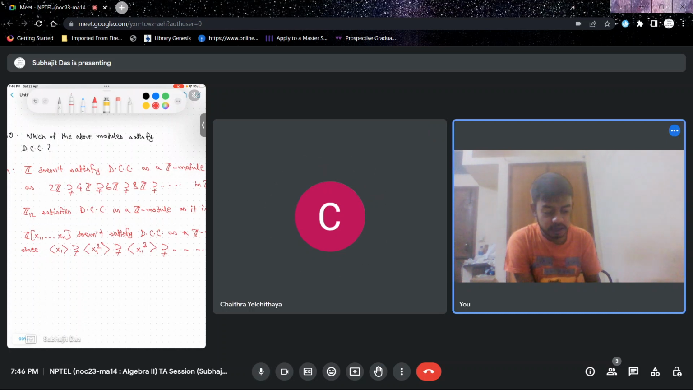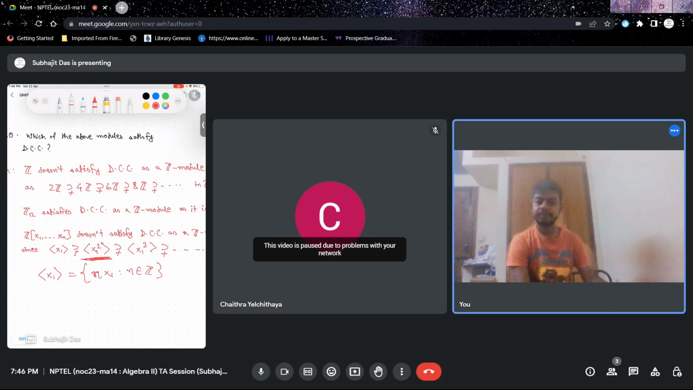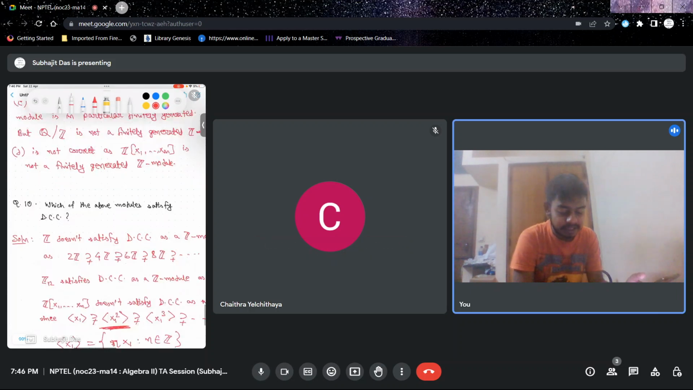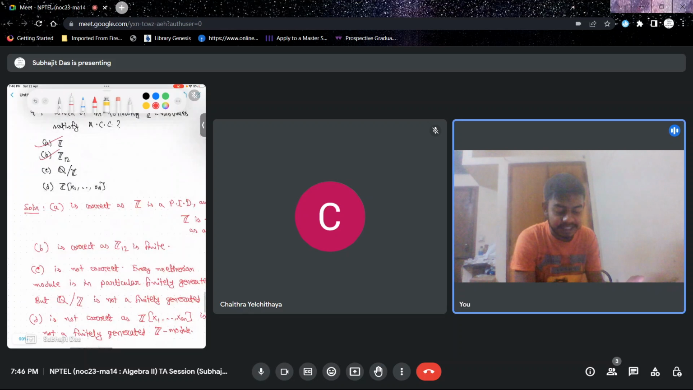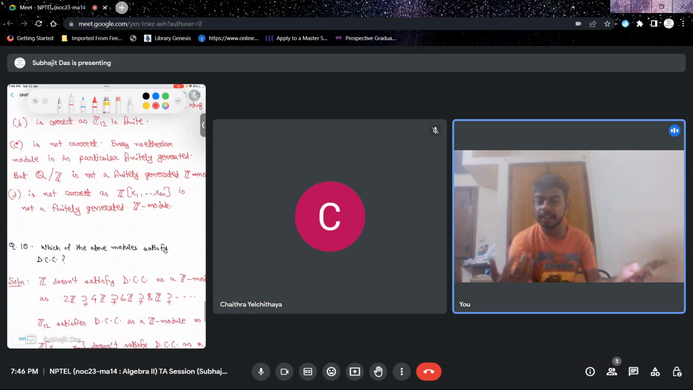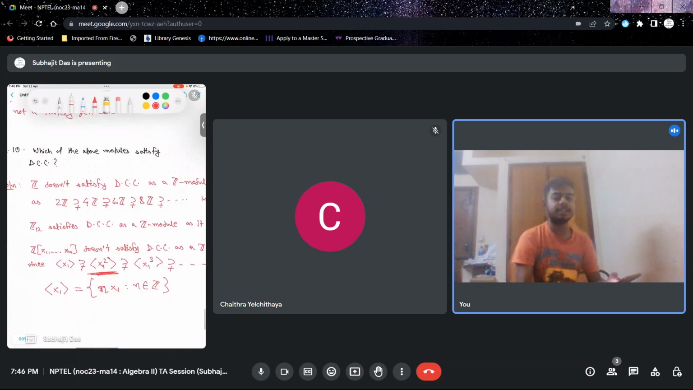What does the submodule generated by x1 have? I mean, what are the elements? These are elements of the form n times x1, right? Where n is an integer. Now that clearly doesn't contain this, right? So we can't use this argument here, because we need to see whether this thing satisfies DCC as a Z module, that is, whether it satisfies DCC on its submodules, not on its ideals.